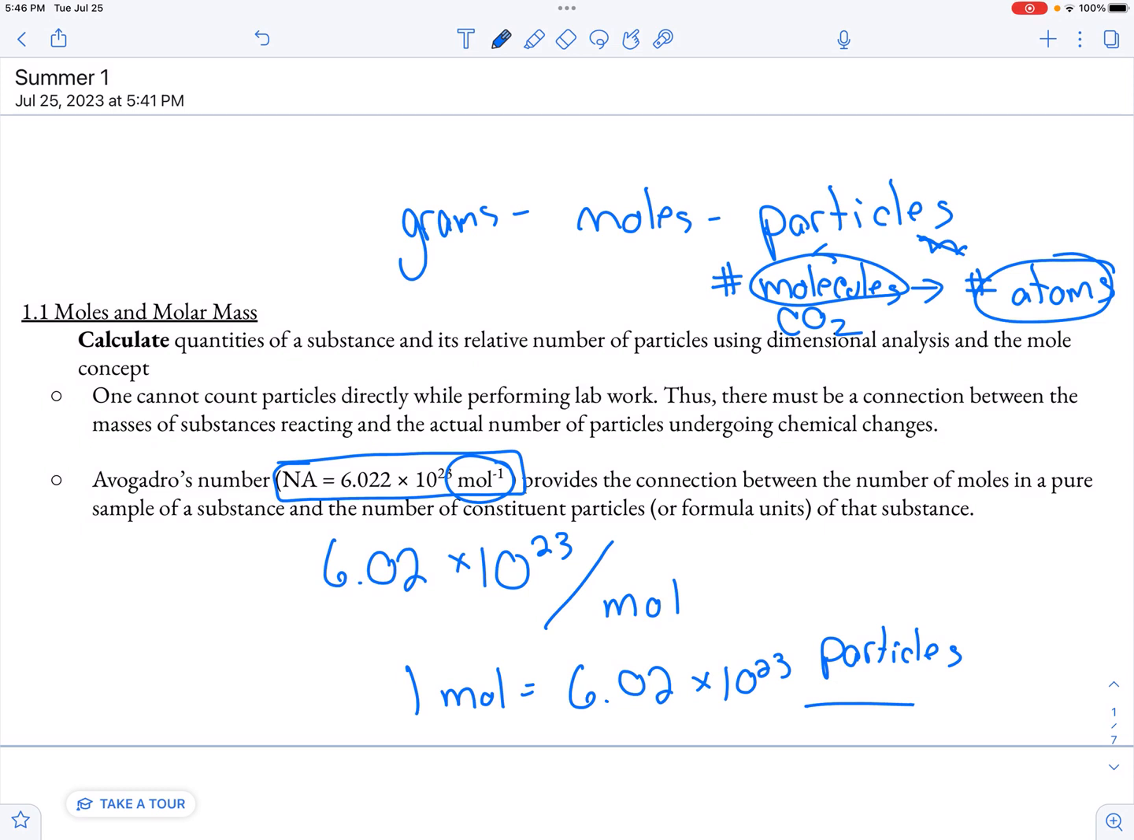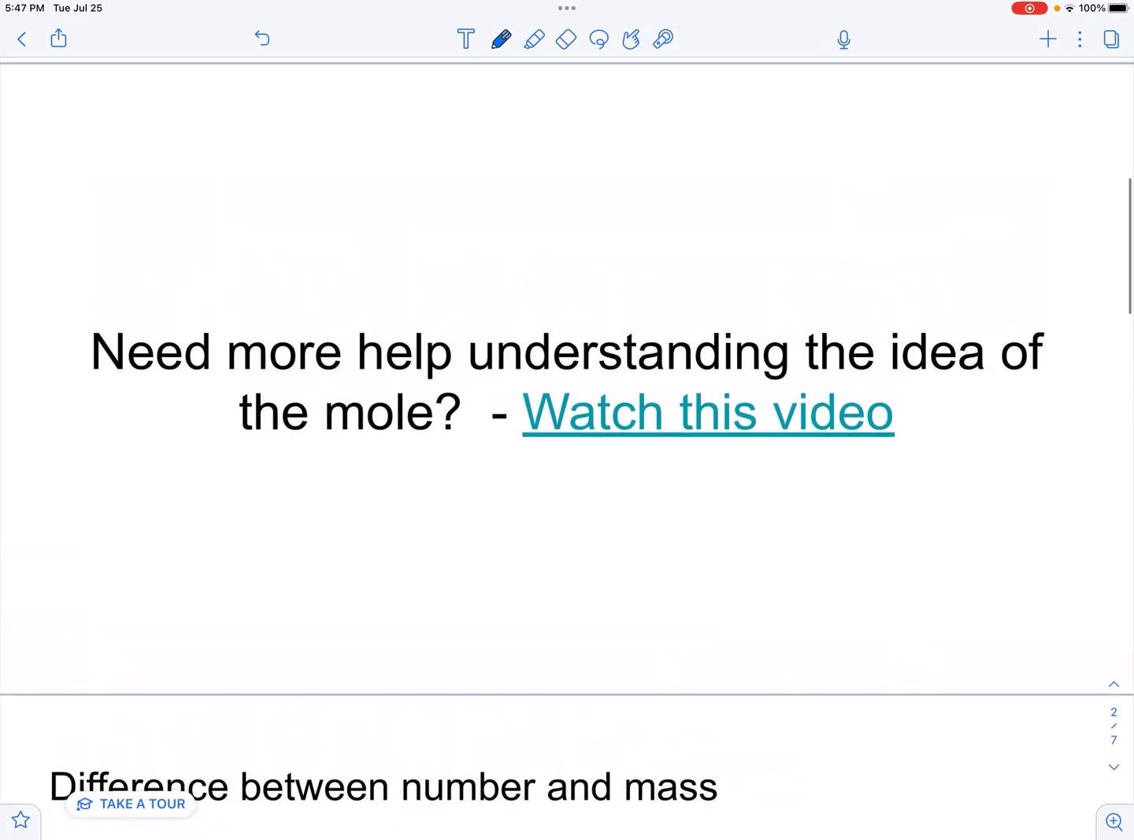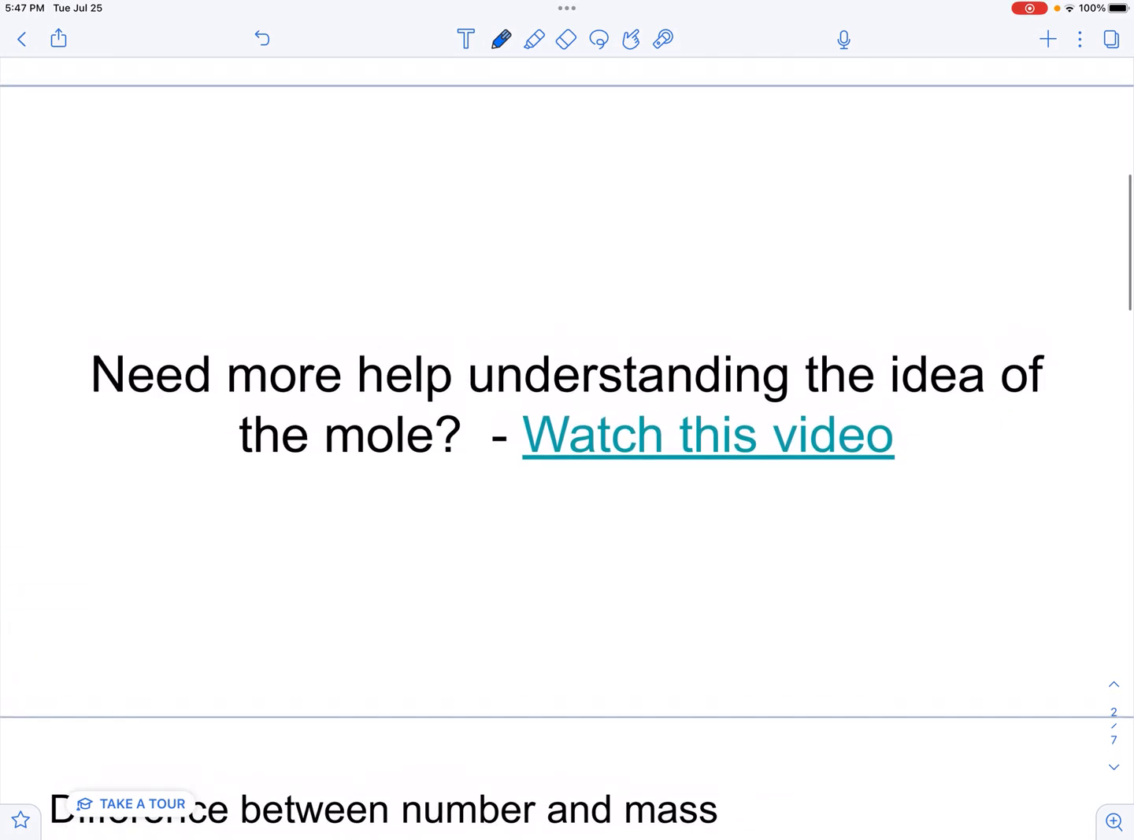You will be provided that number. It'll always be on an equation sheet that you will be given, so you do not need to memorize that number. You just need to know how and when to use it. So here we go. First of all, the mole. Some students get all the way through chemistry and still don't understand what a mole is. If you are having trouble understanding that idea, go ahead and watch that video.